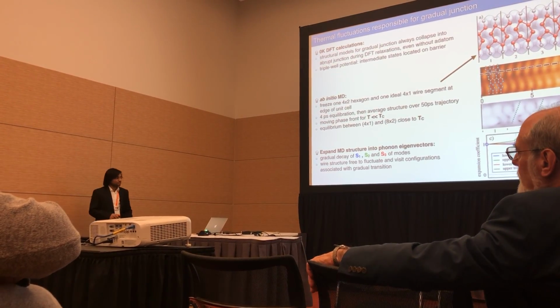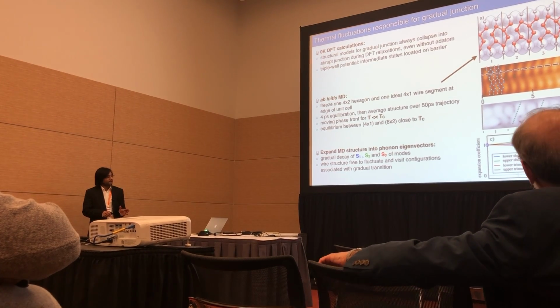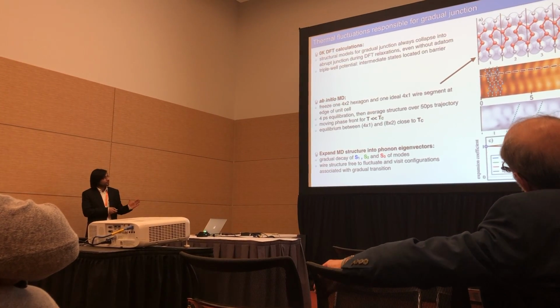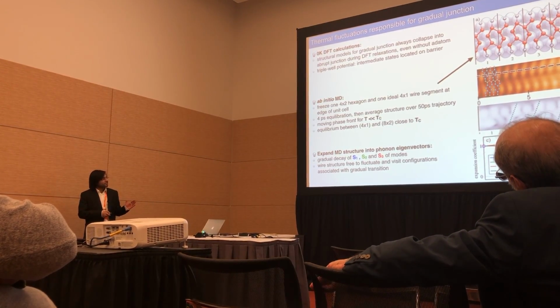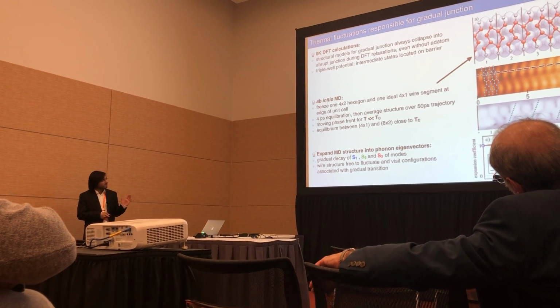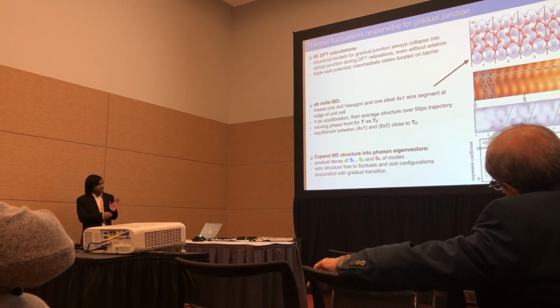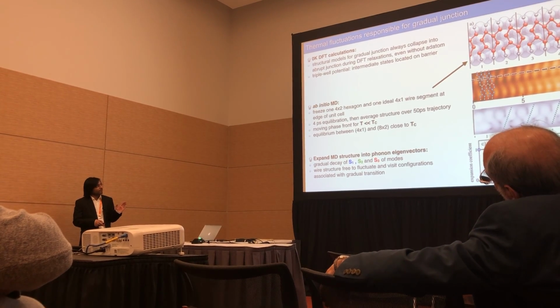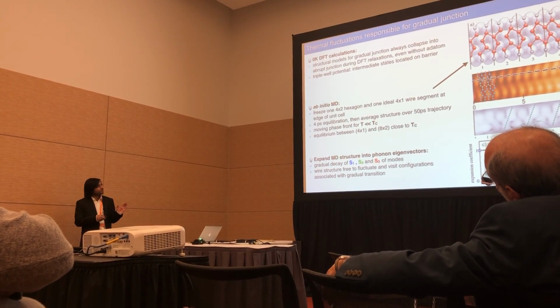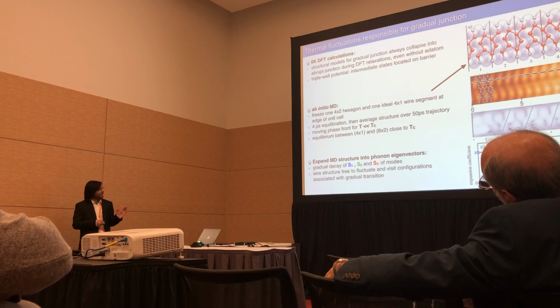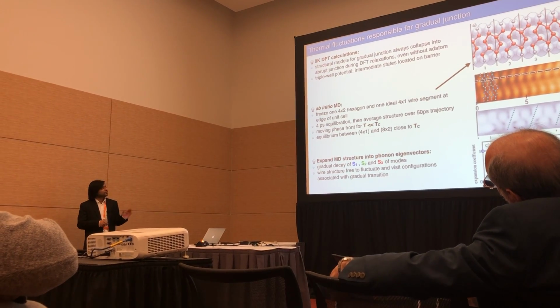Conversely, we can do the reverse analysis to see what's happening at the level of shear and rotary modes, and we can see that the shear and rotary modes are decaying quite linearly, and that's how we can model the configurational coordinates of this system when we expand this MD trajectory into phonon modes.